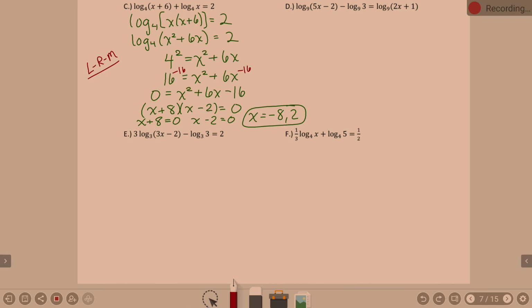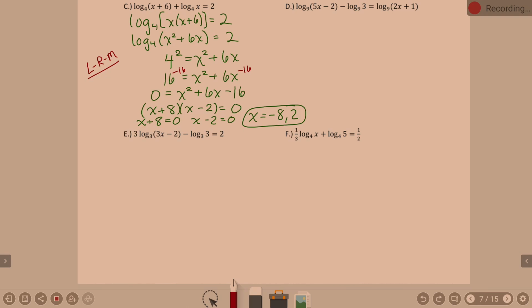We ain't telling you negative 8 works. It does not work. Why does negative 8 not work? Negative 8 doesn't work because when we plug it in, it makes the log negative.